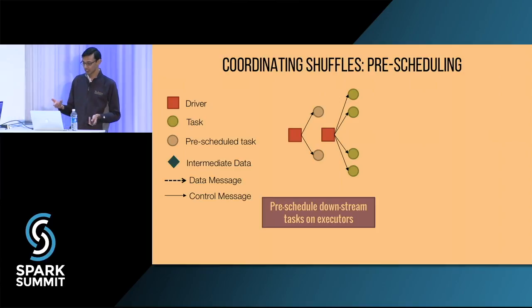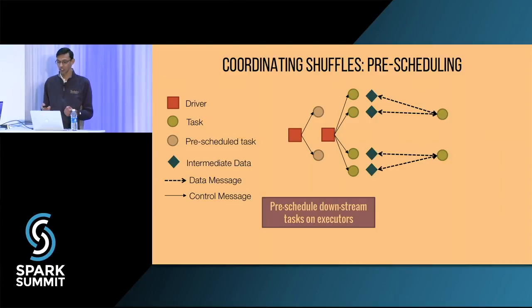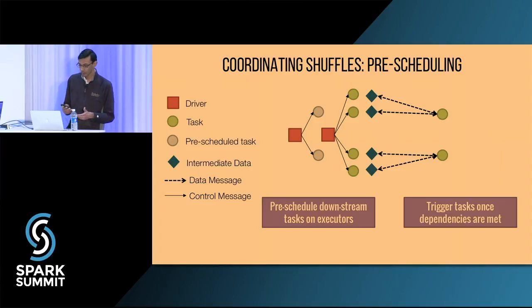Now, when these reduce tasks are first launched, they're in sort of a zombie state where they're just waiting for the input, and they're not actively running right now. And once their inputs are ready, we can then trigger their execution through these data transfers. So at a high level, we pre-schedule these downstream or reduce tasks on executors, and we trigger these tasks once their input dependencies are met.